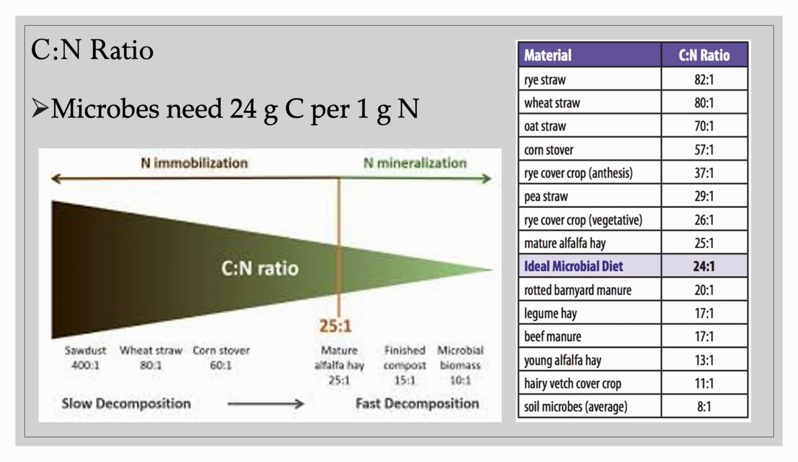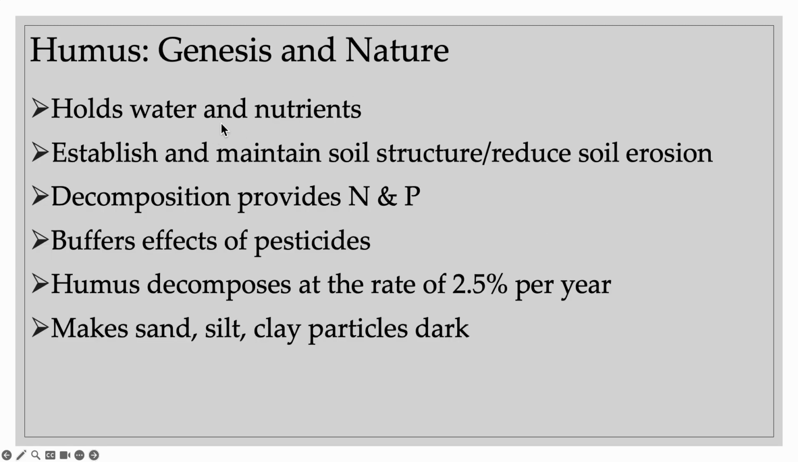And so if any of your grandparents have a garden and maybe they raked up the leaves and put those in the garden and then maybe added some manure on top of that, that is giving those microbes the nitrogen they need in order to decompose that high carbon to nitrogen ratio material.